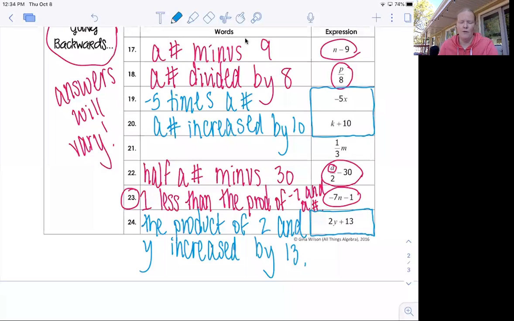All right, so I've got my answers in there. I said -5 times a number. You could have said the product of -5 and a number. For number 20, I said a number increased by 10. You could have just said a number plus 10, or 10 more than a number. For number 24, I said the product of 2 and y. I actually said y this time, and that's fine. The product of 2 and a number increased by 13. Or you could have said 13 more than the product of 2 and a number, or twice a number, anything like that. So again, there's going to be varying answers.